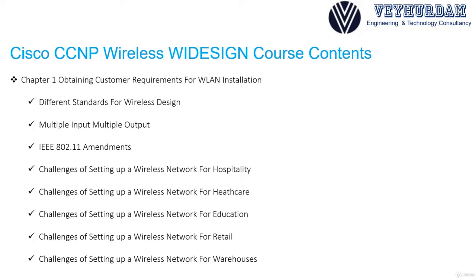Then on the next part, we will talk about different standards for wireless design. We will understand the MIMO, multiple input, multiple output, different 802.11 amendments, 802.11k, v, r, and we will understand different challenges of setting up wireless network for hospitality, healthcare, education, retail, and warehouses. So we will basically go through different design needs of different environments.